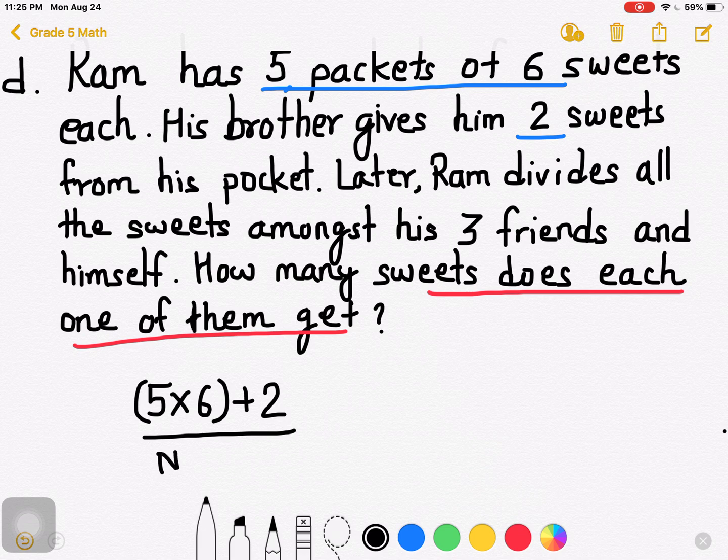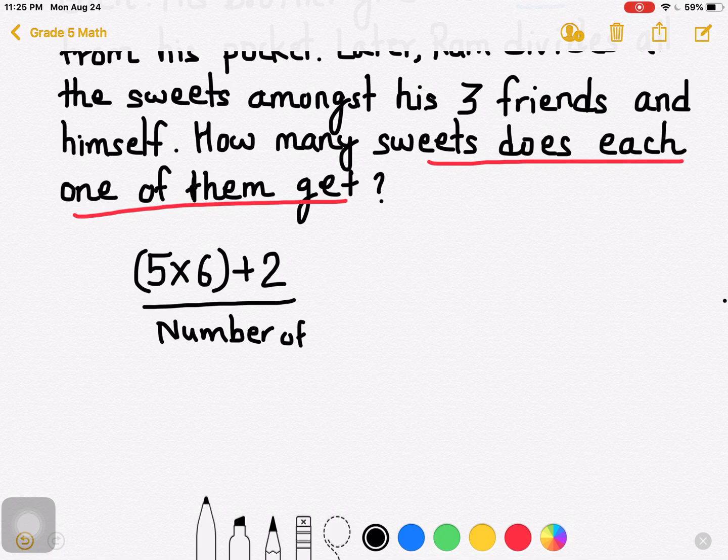This is the number of chocolate, number of sweets. Okay, and he has divided among 3 friends, among him also. Okay, 3 friends plus himself, that is 4, is divided by 4. This is the problem.